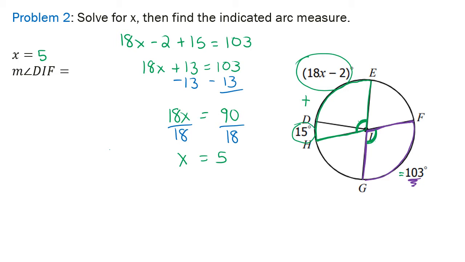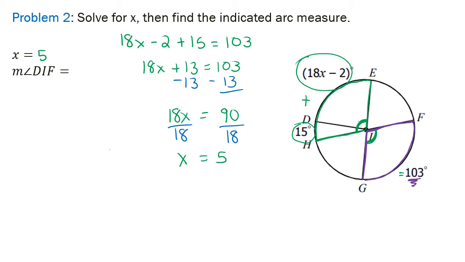There's other ways. You could find out what HG is. Once you know that, you could use 180 degrees to figure this out as well. There's a lot of different approaches. As long as you get 5, you probably did it right.